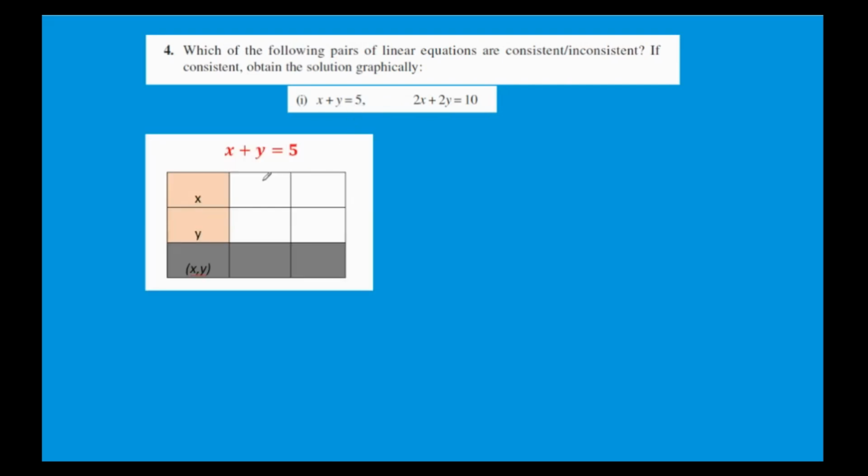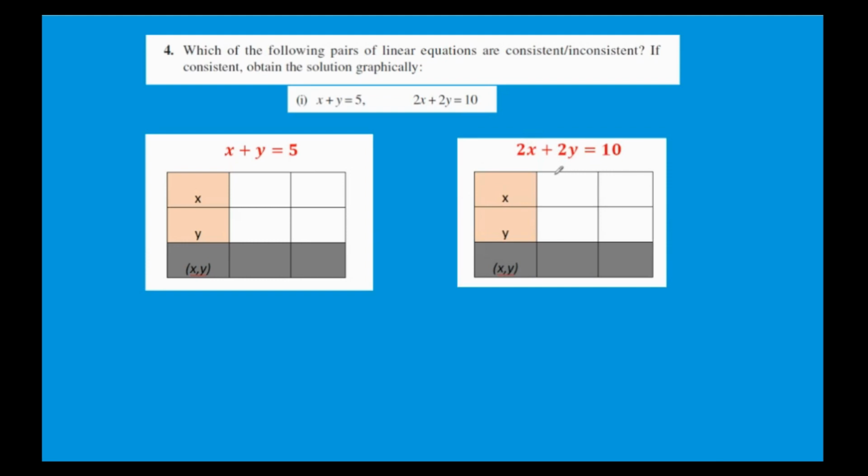Now we are going to represent this pair of linear equations in a graph. These linear equations are straight lines in the graph. To represent these straight lines, we require 2 points for each equation, so we are going to get 2 points using this table. For x plus y is equal to 5, we require a minimum of 2 points to draw a straight line. Also, we are going to find 2 points for the equation 2x plus 2y is equal to 10.